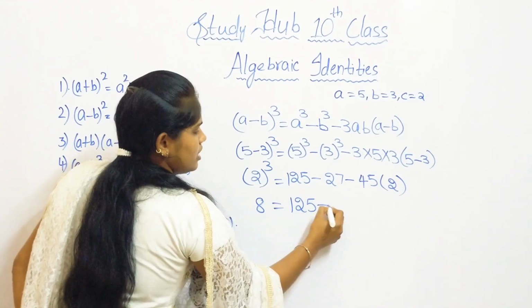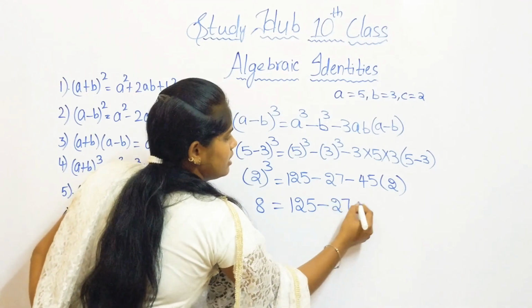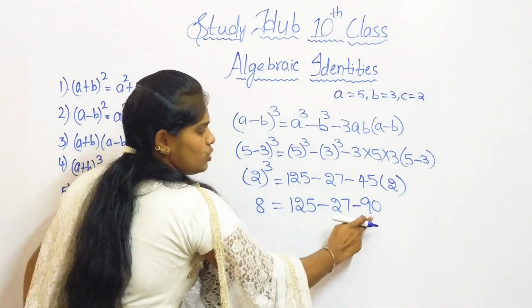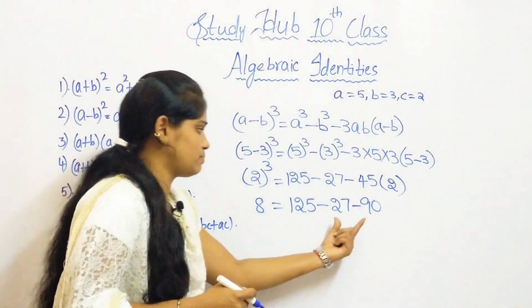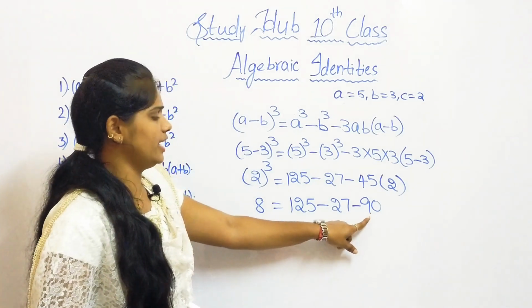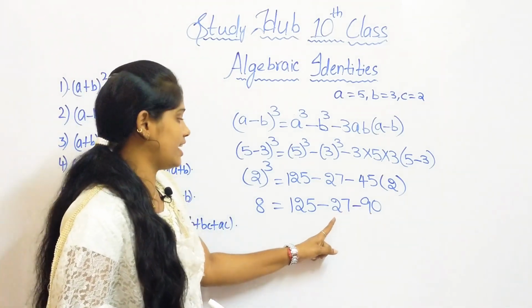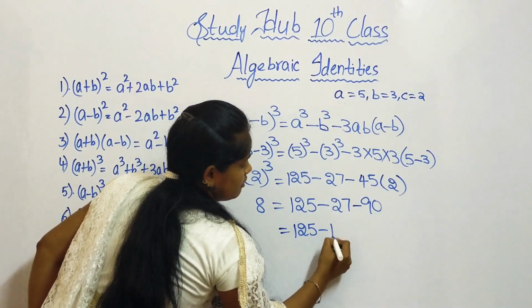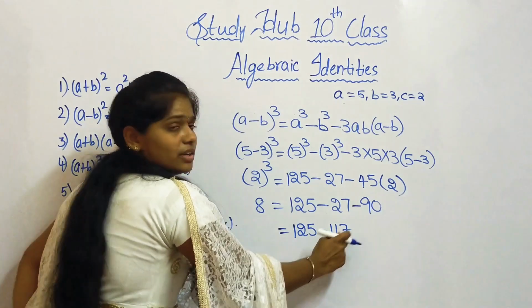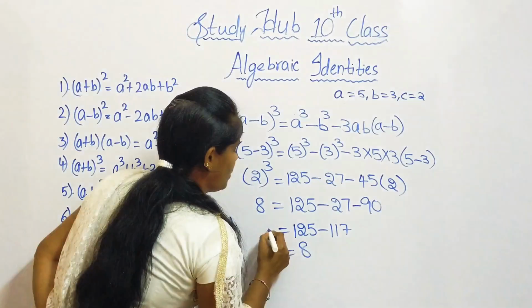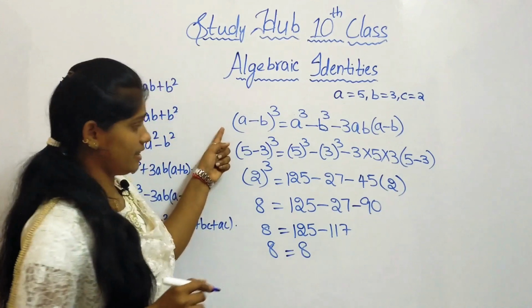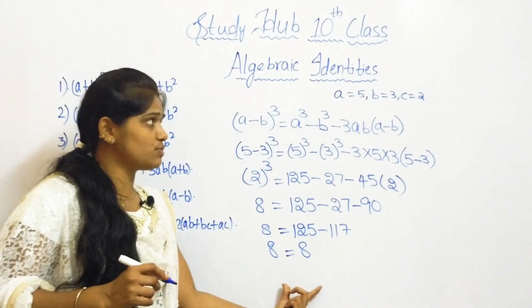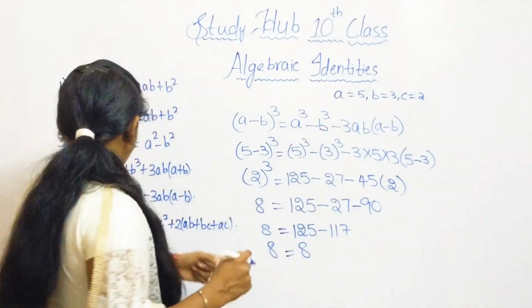125 minus 27 minus 45 2s is 90. See here, these two are the negative values. So add up them and subtract from 125. 90 and 27, their sum becomes 117. From 125, if we subtract 117, we'll get the value as 8. So for this identity also there is a LHS is equals to RHS. So we can say it is also satisfied for the same values.